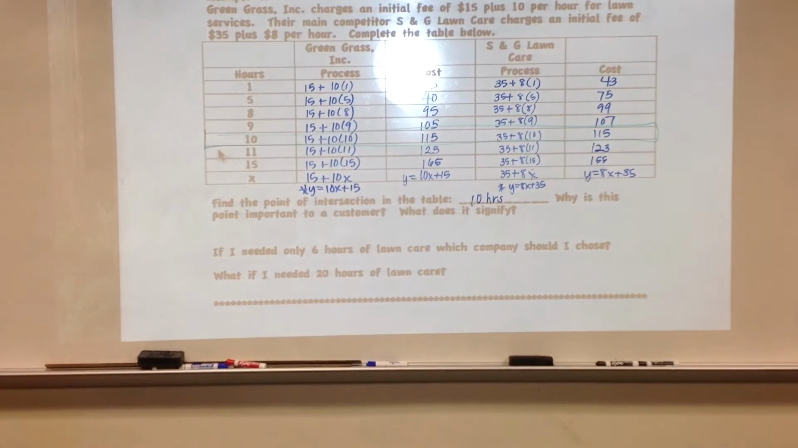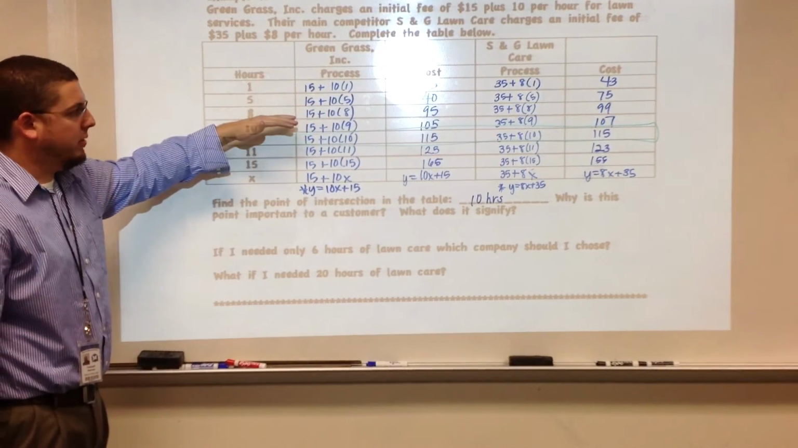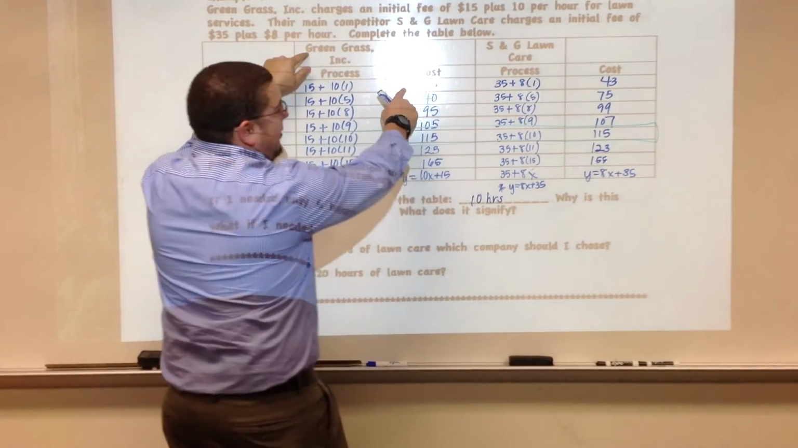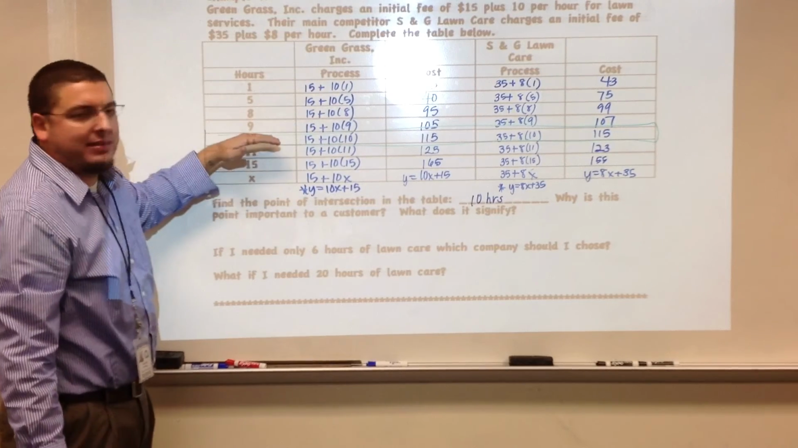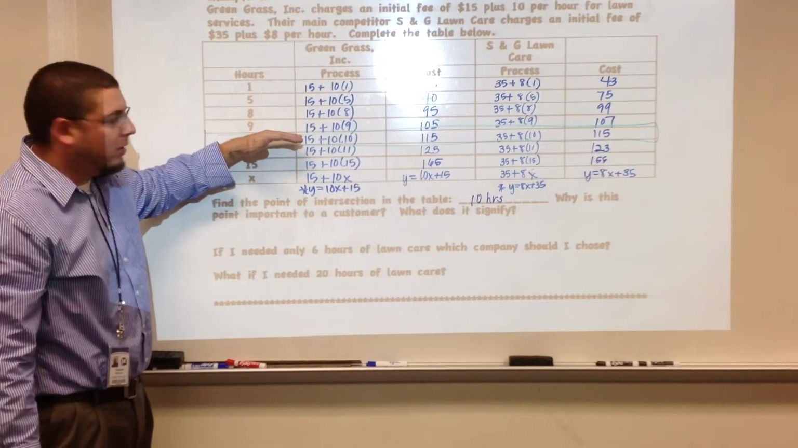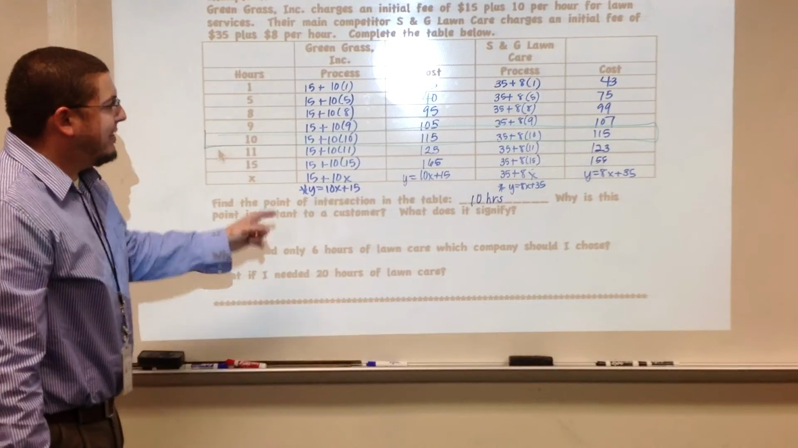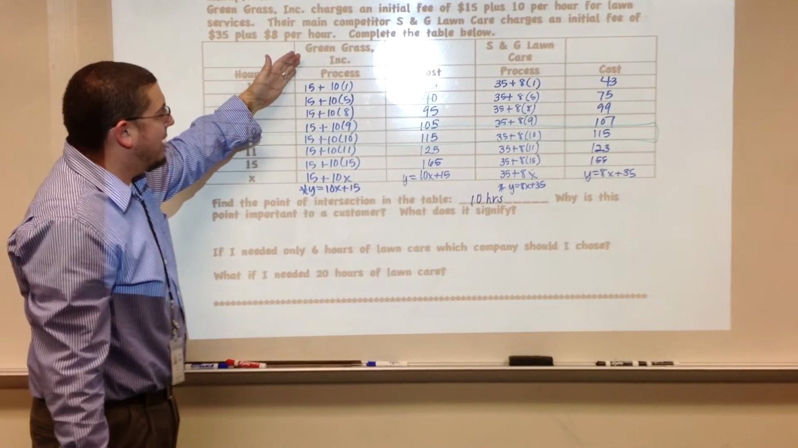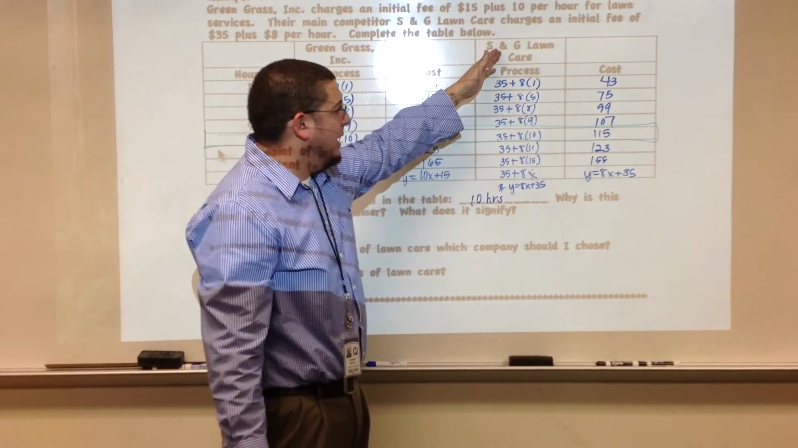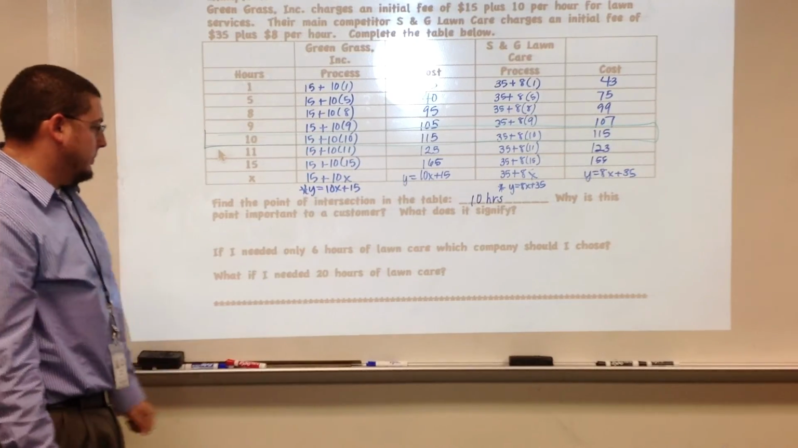So why is this important to a customer? What does this signify? Well, if you look at everything before 10 hours, who's cheaper? For 1 hour, the cost is $25 for green grass, but $43 for S&G. So green grass is cheaper until you get to 10 hours. After 10 hours, green grass becomes more expensive than S&G. So if I have less than 10 hours, I want to go with green grass. But if I have more than 10 hours, I want to go with S&G. For 10 hours, it doesn't matter who I go with because it's the same.